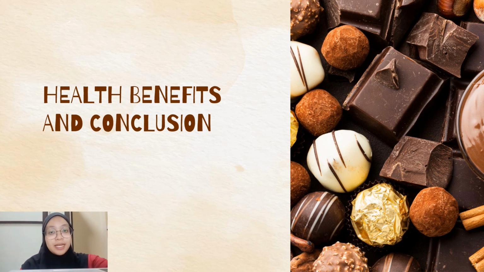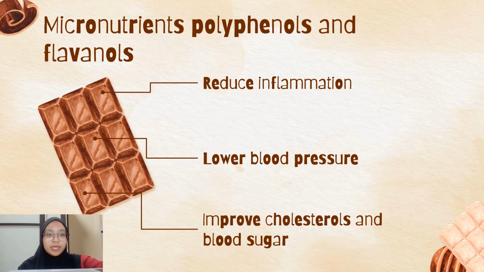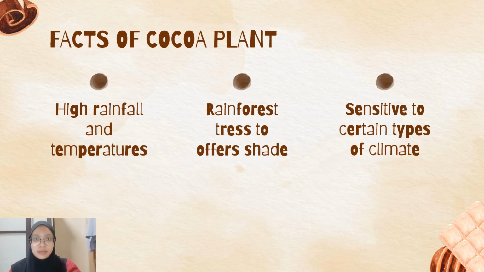Now we will proceed to the last part, which is the health benefits and conclusions of the cocoa plant. Cocoa is rich in micronutrients, polyphenols, and powerful antioxidants, flavonols. It can help reduce inflammation, lower blood pressure, and improve cholesterol and blood sugar. There are a few additional facts about planting cocoa: it requires high rainfall and temperatures to grow, as well as rainforest trees to offer shade and protection from too much light and damage from the wind.